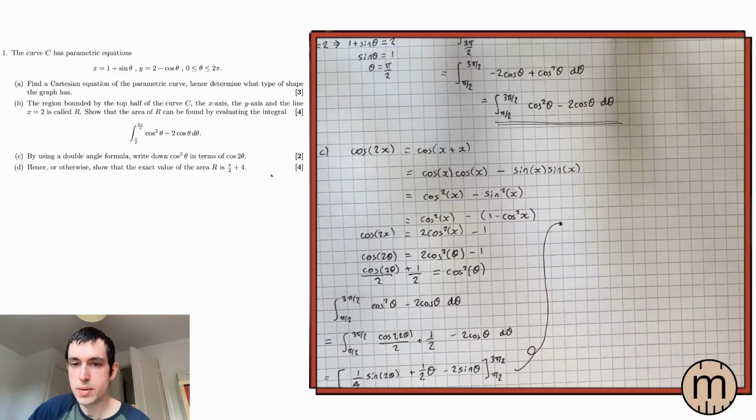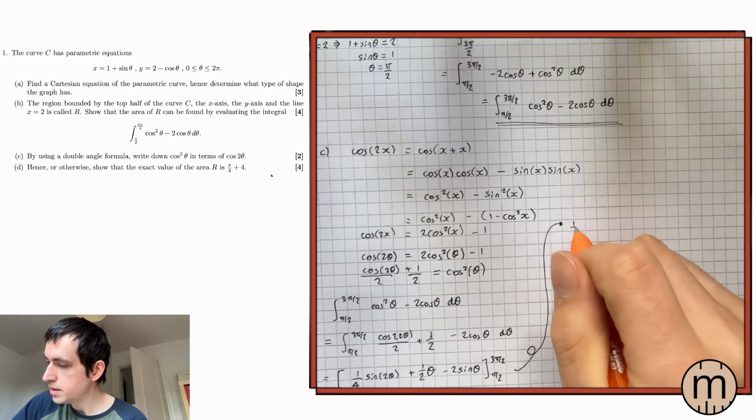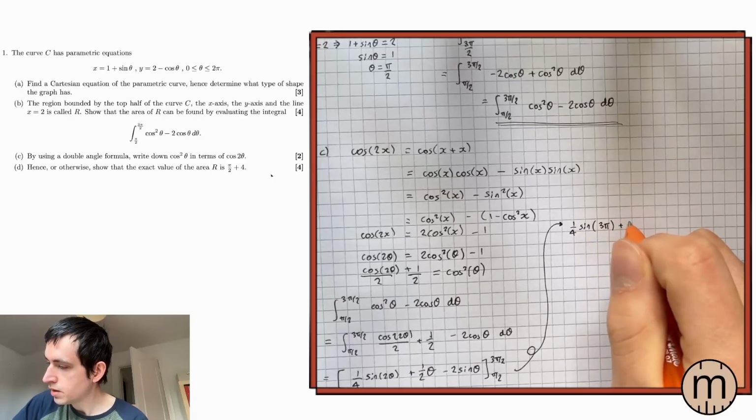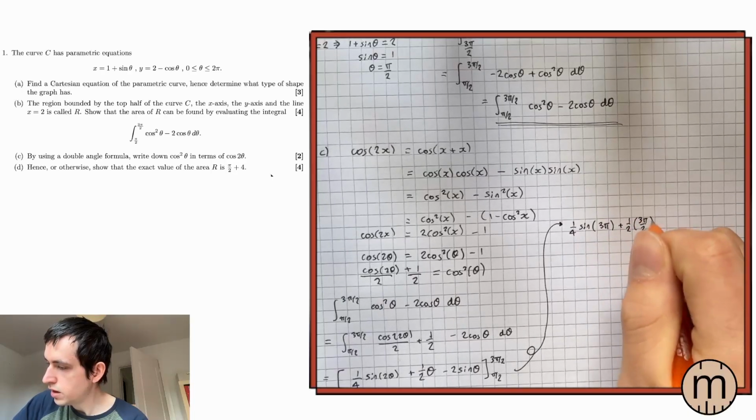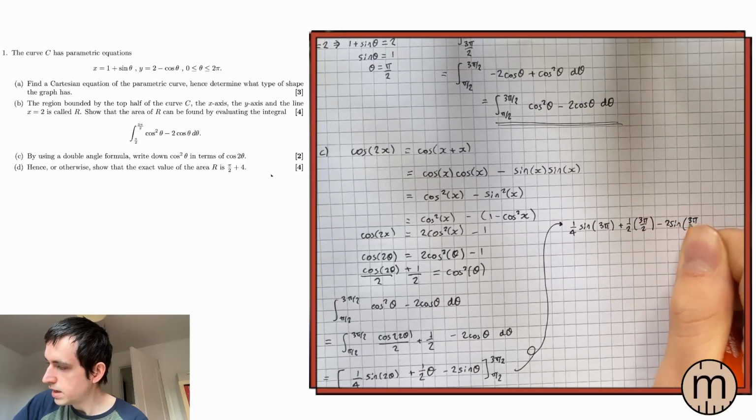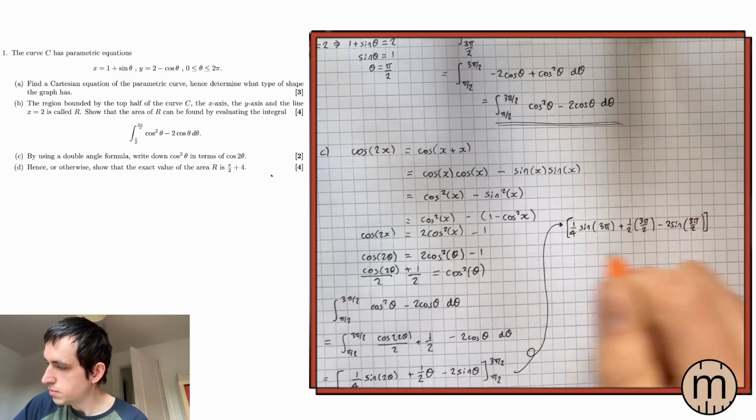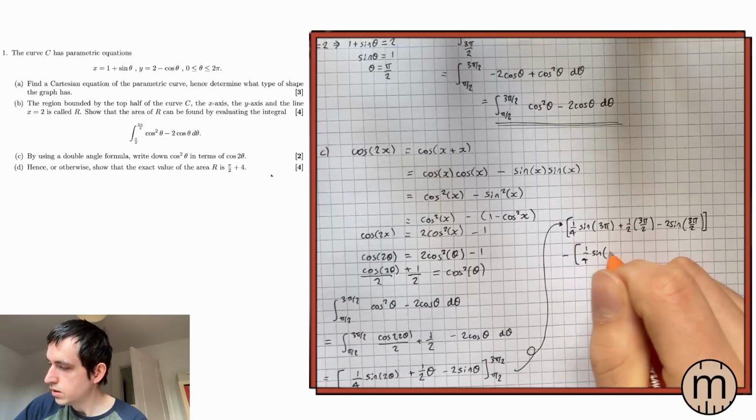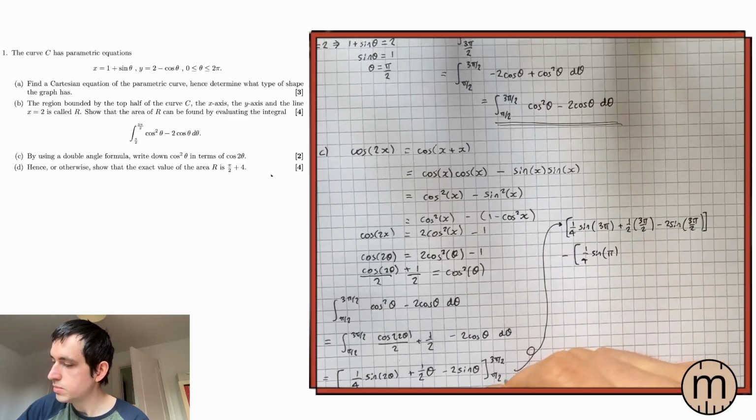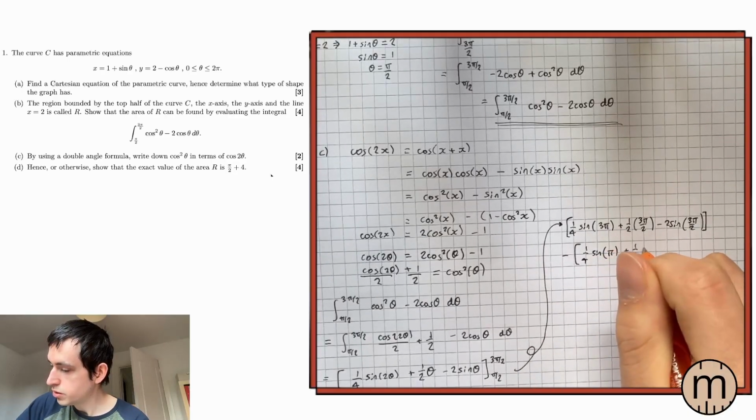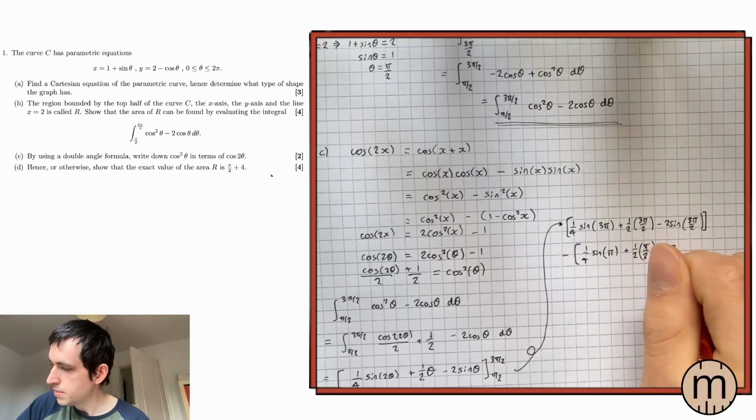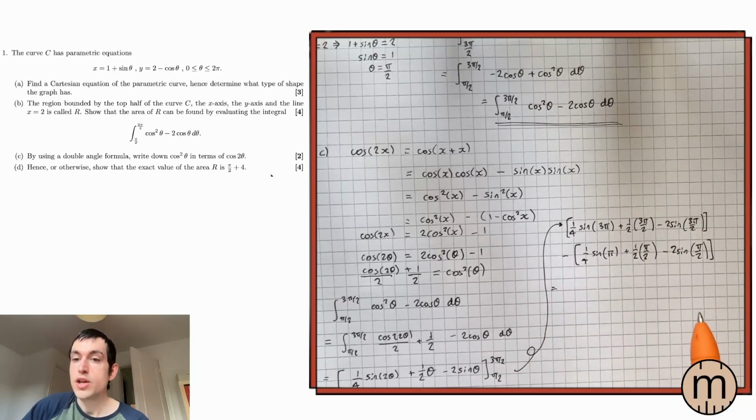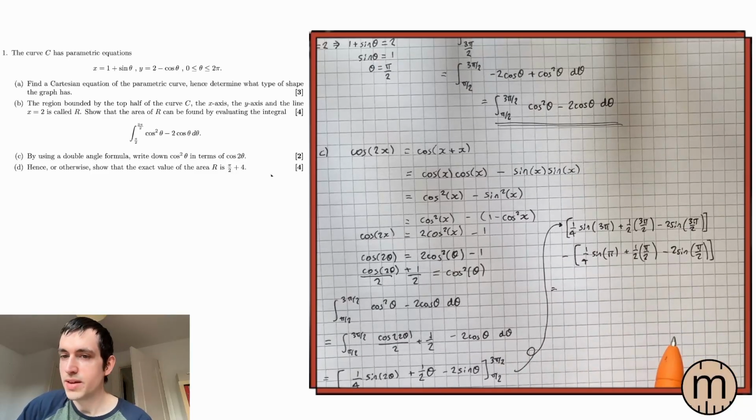I'm now going to come up here for a bit more room. We now need to sub in the top limit. Quarter sine of 2 lots of 3 pi over 2 is 3 pi, plus 1/2 3 pi over 2 minus 2 sine 3 pi over 2. Put that in some big brackets. Minus, I'm going to now put in the bottom limit, so a quarter sine of pi, because it's 2 times pi over 2, plus a half pi over 2, minus 2 sine pi over 2. You'd probably just stick that on the calculator. I'm going to do it without.